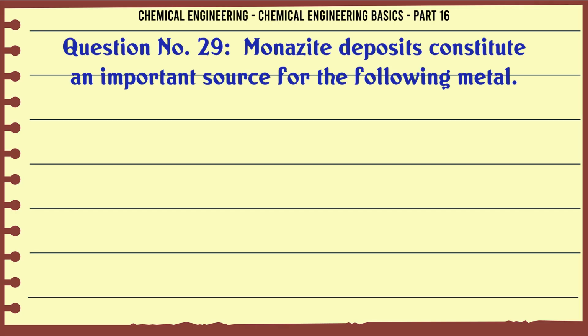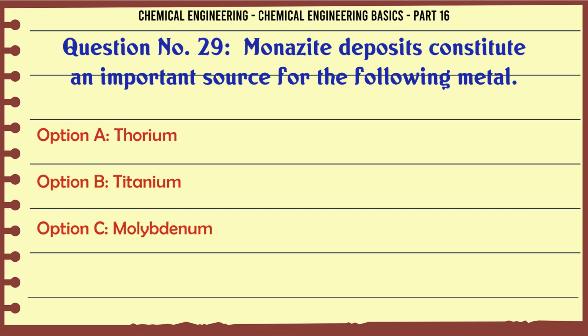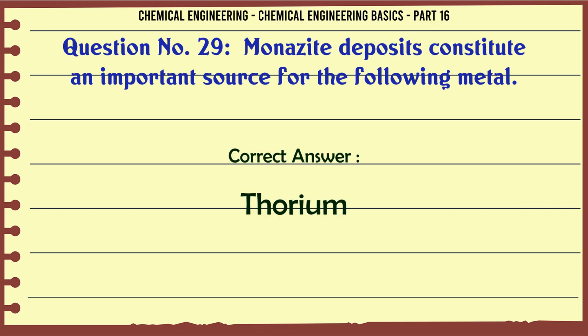Monazite deposits constitute an important source for the following metal: A, thorium, B, titanium, C, molybdenum, D, none of the above. The correct answer is thorium.